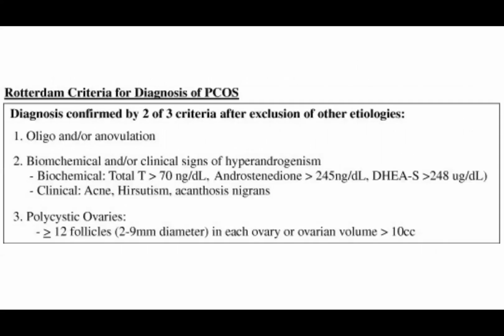The Rotterdam criteria for diagnosis of polycystic ovary syndrome: the patient may have 2 out of 3. She may complain of infrequent cycles or amenorrhea, biochemical and or clinical signs of hyperandrogenism, and polycystic ovaries through a transvaginal or abdominal ultrasound.